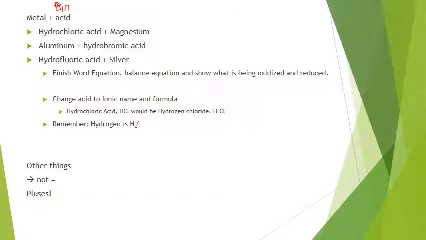All right, so here's the three that I put on the worksheet. Again, we're going to finish the word equation, balance the equation, and show what's being oxidized and reduced. One of the key things we've got to do is change the acid name and formula to its ionic form, so we can balance it and write the equation better. Hydrogen, when it's all by itself, will be H2 with no charge. It's not H2O, that's water. It's H2 with no charge on it.